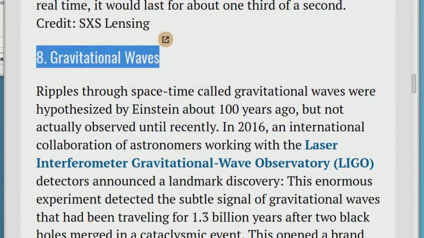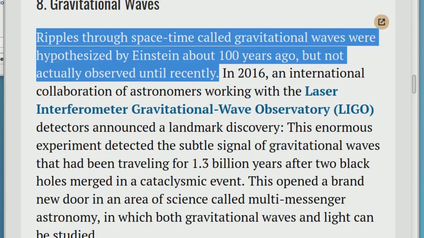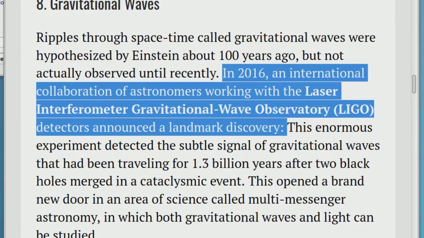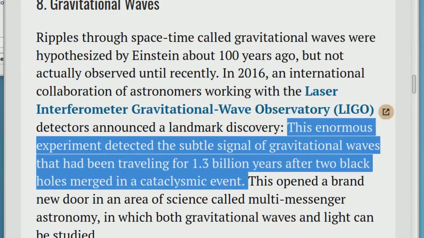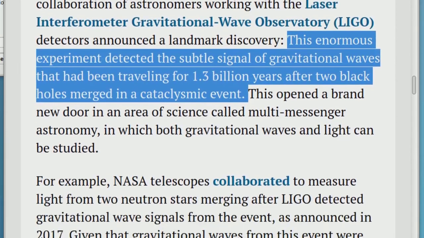8. Gravitational waves. Ripples through spacetime called gravitational waves were hypothesized by Einstein about 100 years ago, but not actually observed until recently. In 2016, an international collaboration of astronomers working with the Laser Interferometer Gravitational Wave Observatory (LIGO) detectors announced a landmark discovery. This enormous experiment detected the subtle signal of gravitational waves that had been traveling for 1.3 billion years after two black holes merged in a cataclysmic event.